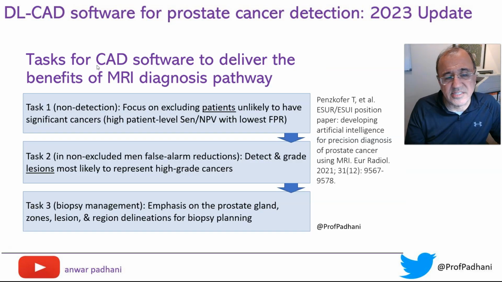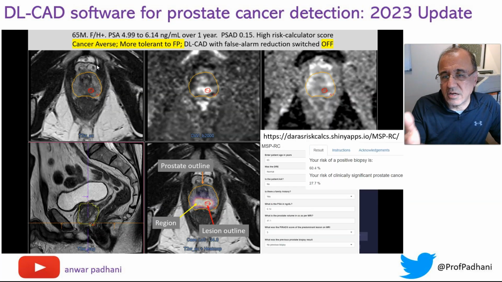And the final task, as I said, is the biopsy management task, and here the emphasis is very much on gland outlining, zonal outlining, region outlining, and region outlining for biopsy planning. So here is an example of an AI that not only identifies the prostate periphery, it identifies the region, the sort of hot area where it looks somewhat suspicious, but also a lesion, which is of course on the left side at the prostatic apex, and this guy is clearly at high risk.